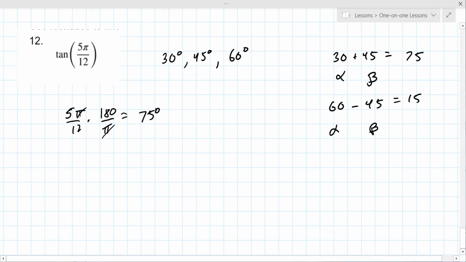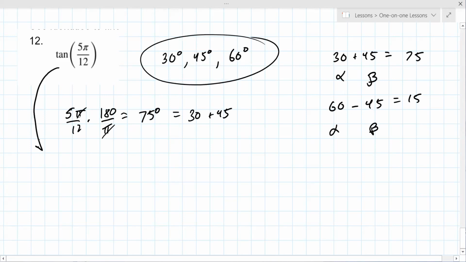Okay, so there's a lot of ways to get there, but you generally want to use the ones that are nice. So we're going to think of this as 30 plus 45. So this problem right here becomes tangent, and I'm converting it to degrees, which you may or may not be allowed to do in your exam or quiz, but we're going to do it because it's a little bit simpler. There is a sum and difference formula for tangent. It's a little more complicated, but it's necessary to have it down.